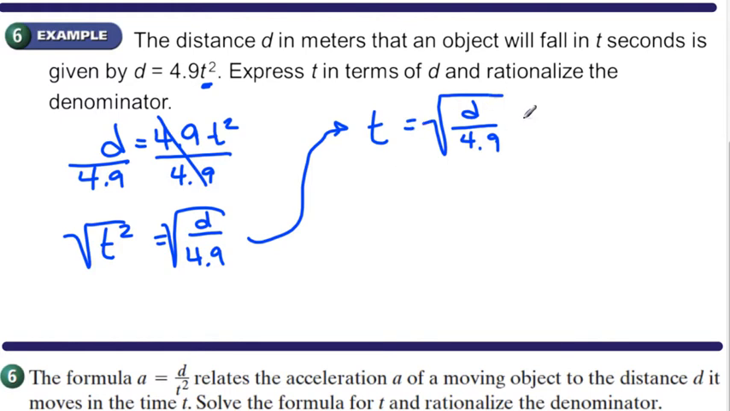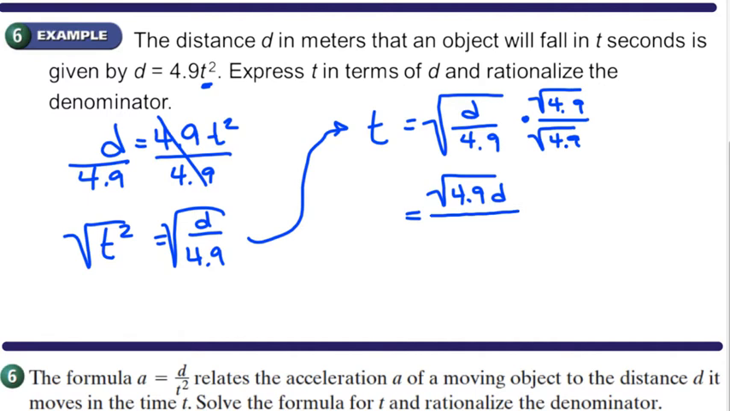All right, so I am going to multiply this by the square root of 4.9, and I'm also going to do it up here. So now I have in the numerator d times 4.9, so we have the square root of 4.9d all over 4.9. Now you can leave it just like that, or you can go ahead and take that square root of 4.9 and get a value. But this would be the easiest and the least amount of work necessary.